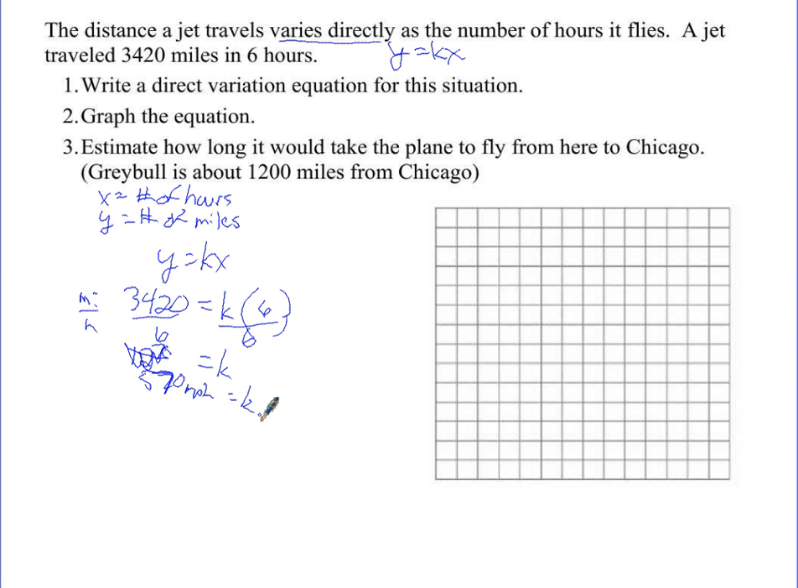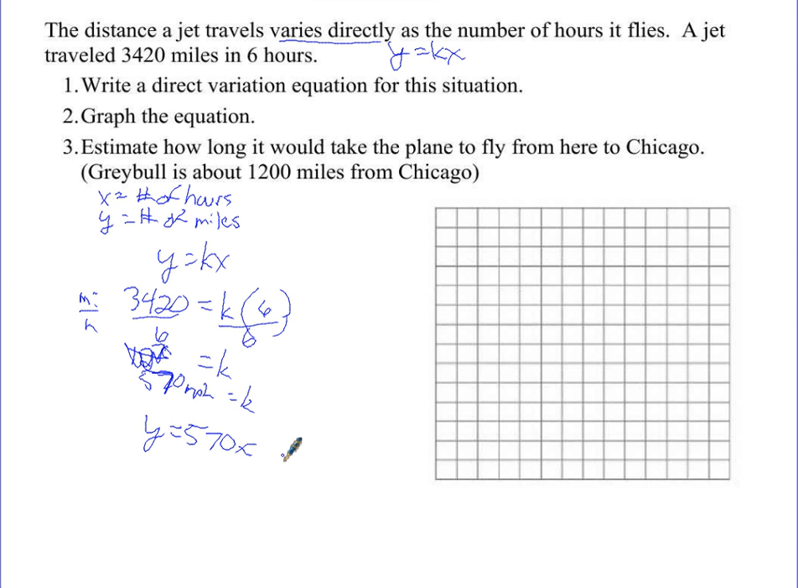Yeah, remember rate of change is the same as slope. And when we write this equation, y equals 570x, the 570 is our slope. Our rate of change is like a speed. The speed of the plane was 570 miles per hour. So for every hour that it flies, how far does the plane go? 570 miles.